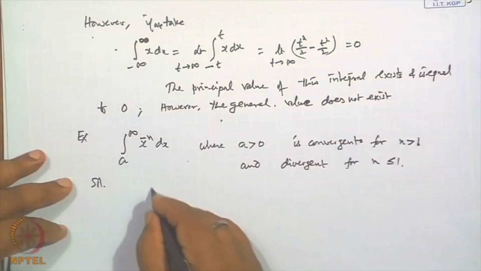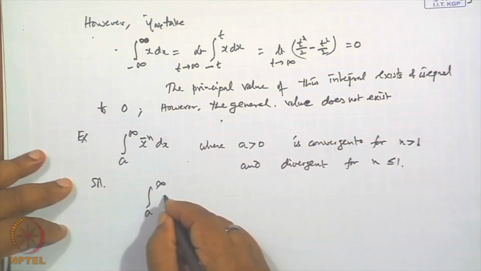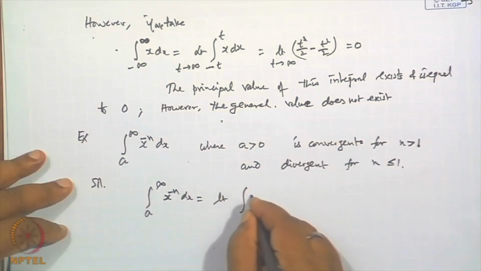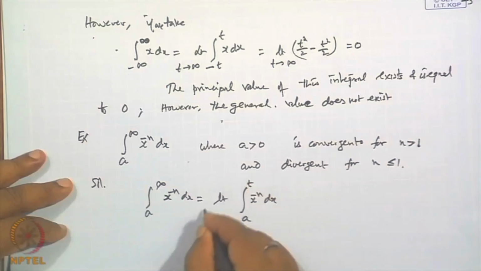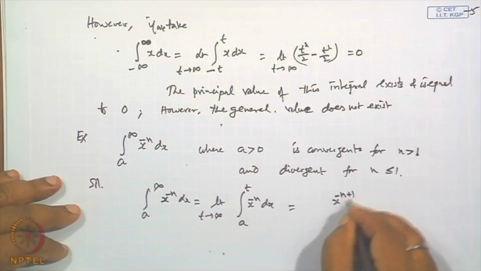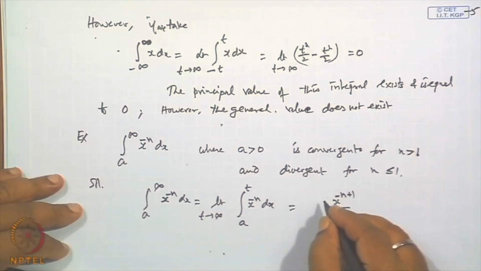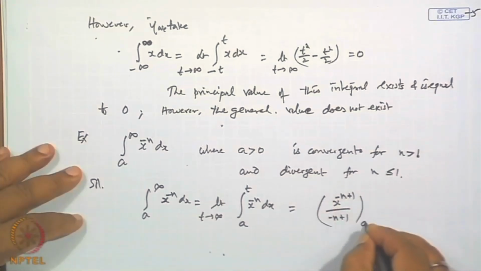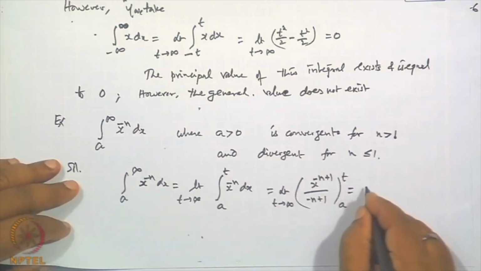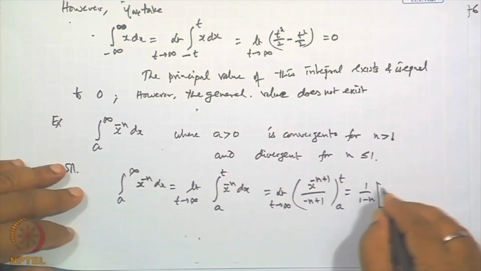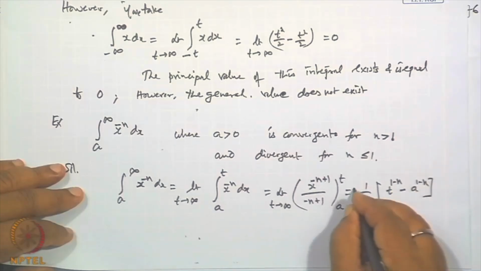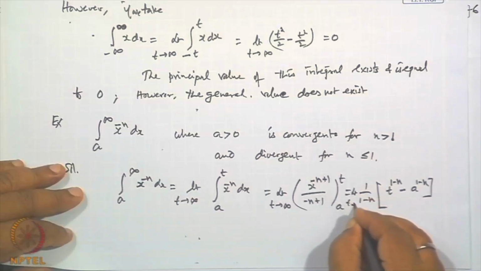Solution: the integral from a to infinity of x to the power minus n dx can be written as the limit, t tends to infinity, of the integral from a to t of x to the power minus n dx. So this will be equal to x to the power minus n plus 1 over minus n plus 1, evaluated from a to t, with t tends to infinity. Okay. So that will come out to be 1 over 1 minus n times t to the power 1 minus n minus a to the power 1 minus n, with the limit t tends to infinity.